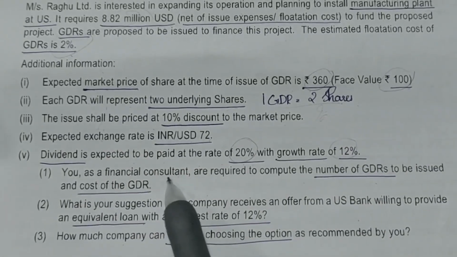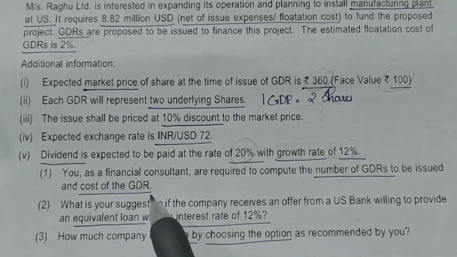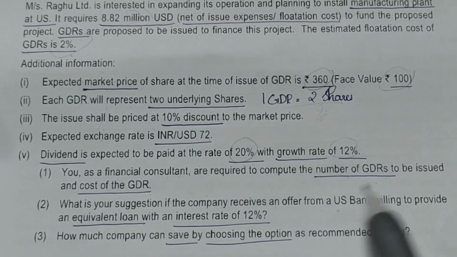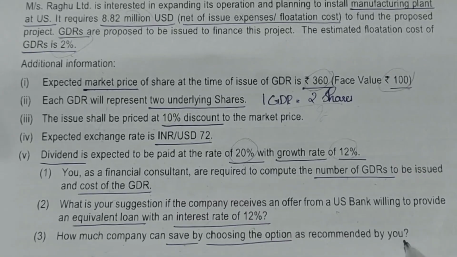You as a financial consultant are required to compute the number of GDRs to be issued and cost of GDR. What is your suggestion if the company receives an offer from a US bank willing to provide an equivalent loan with an interest rate of 12%? How much can the company save by choosing the option as recommended by you?